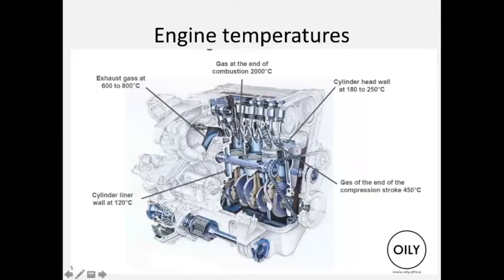The cylinder liners are up to about 120 degrees C. The cylinder head up to 250 degrees C. And the gas at the end of the compression stroke before combustion starts, 450 degrees C. So there's a lot of temperature in the engine, and the coolant is circulating all the time to try and control that.